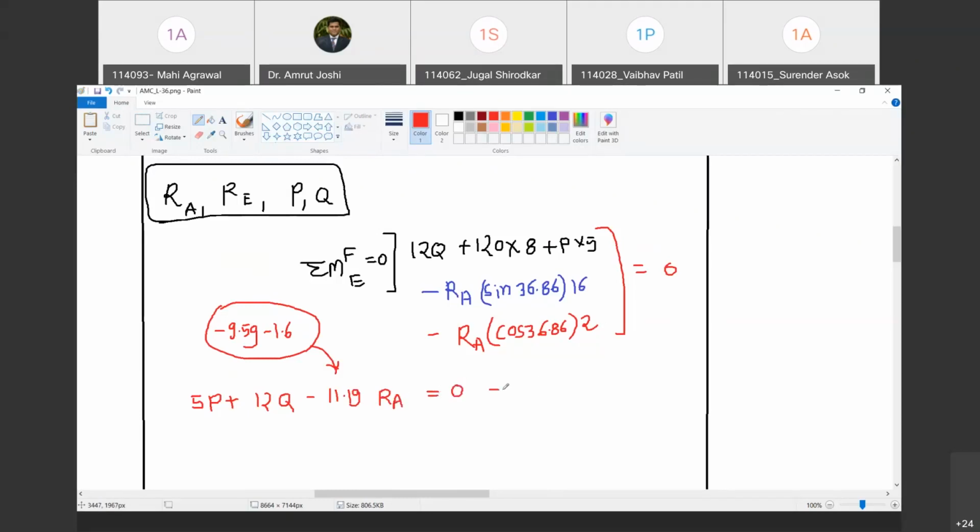This is equation number 1. Sir, 120 into 8. You have forgotten that. Yeah. 120. Where is that 120? 120 into 8 is how much? 960. But when it goes on the other side, it is going to become minus 960. Are you with me? Yes, sir. So this has to be equal to minus 960. This is our first equation.